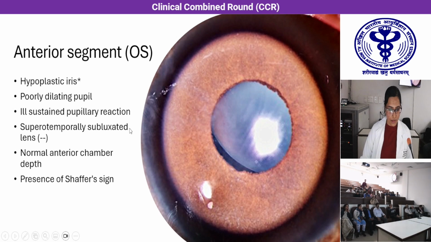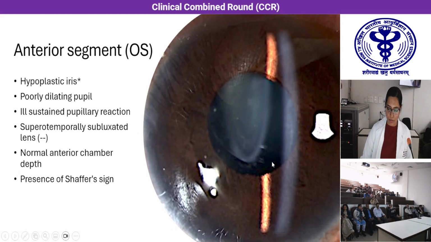On anterior segment examination, as we can see in the slit lamp image, the iris was hypoplastic with a poorly dilating pupil and an ill-sustained pupillary reaction. The lens was subluxated superotemporally, and there was a normal anterior chamber depth with Schaffer's sign.